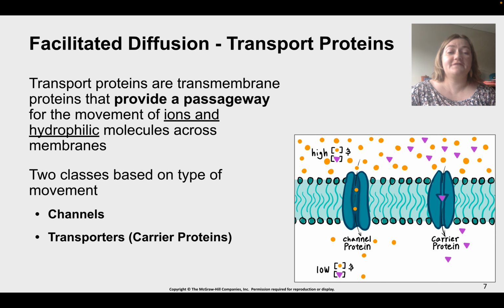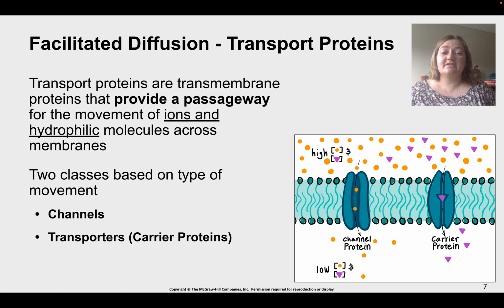All right, so let's talk about facilitated diffusion. Facilitated diffusion is a type of diffusion that uses a protein called a transport protein. These transport proteins are essentially channels or passageways for these molecules to get across that plasma membrane. Now, these are really common for ions, so an atom with a charge, and they're really common for any molecules that might be hydrophilic or have a polarity associated with them.